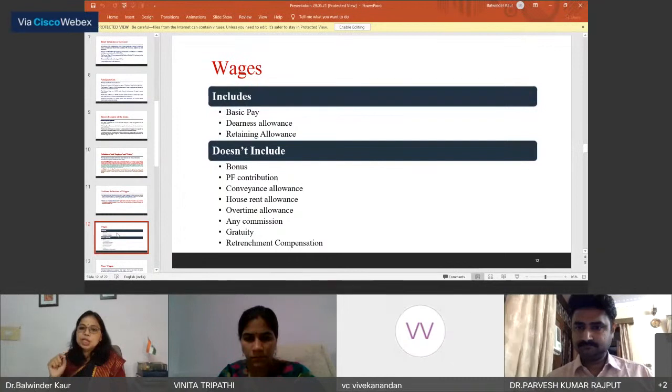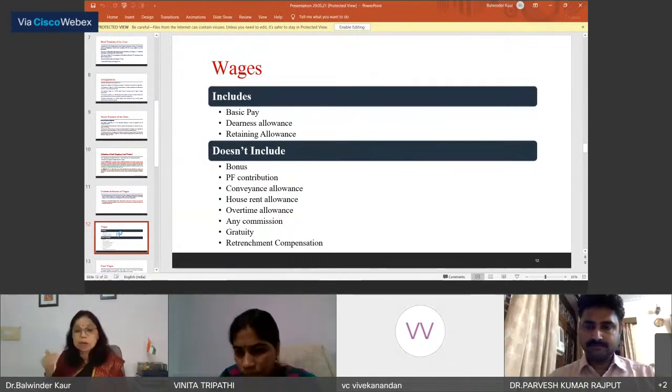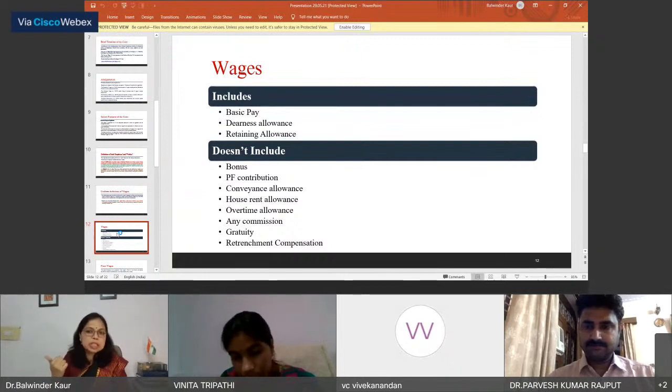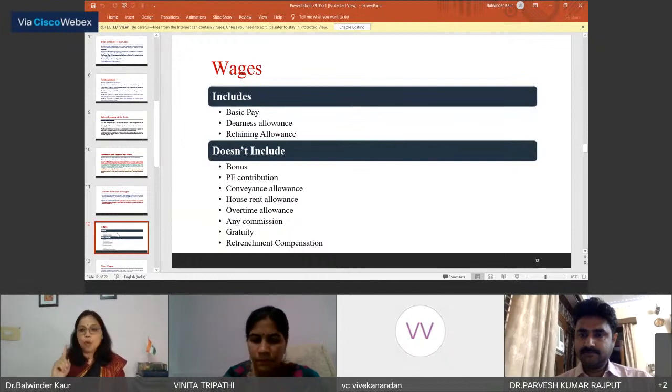Now, when we see the definition of wages under the Minimum Wages Act 1948, it says all remuneration. HRA, house rent allowance, is included under the definition of wages under the minimum wages. But certain things were excluded: traveling allowances won't be considered as wages, house accommodation won't be considered as wages, and contribution to provident fund, pension and gratuity won't be considered as wages under the Minimum Wages Act 1948.